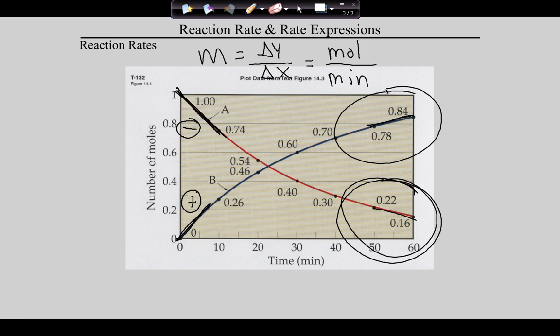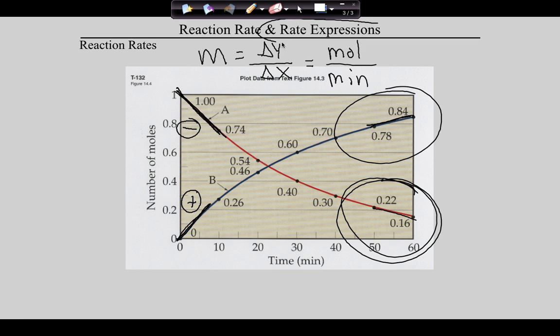And guys, if you're starting to tune out, focus, because this is going to kill you on the AP test. Notice that the speed at which this is being created is equal to the speed at which this is being consumed. Do you get that? That's not always true. Please hear this, guys. The speed at which the reactants are being consumed is not always equal to the speed at which the products are being created.